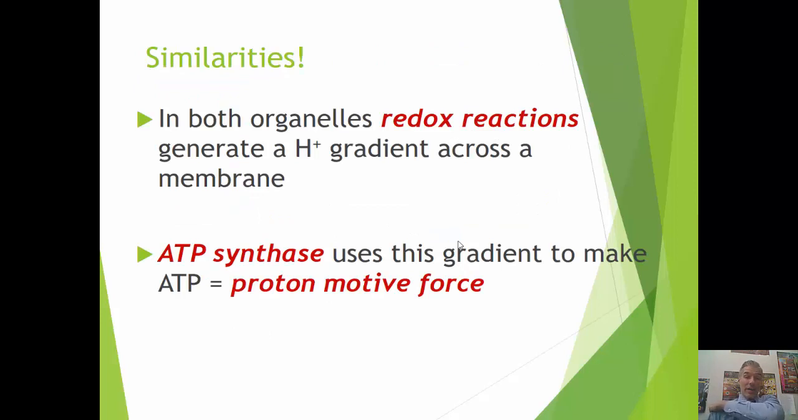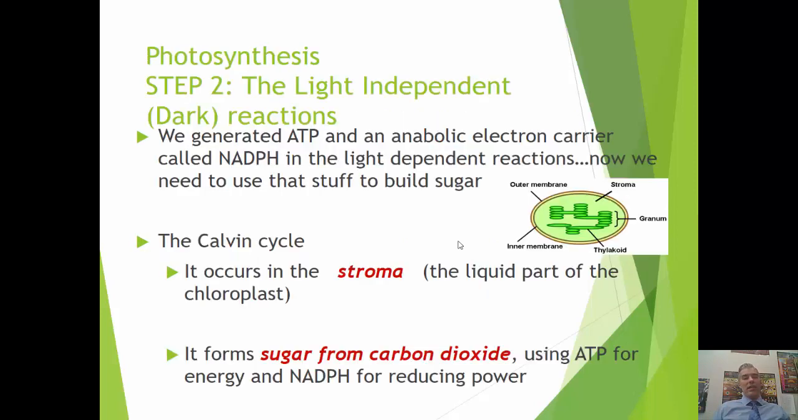They're both redox reactions. They both involve using and passing electrons to things, right? Both generate hydrogen ion gradients. Both use ATP synthase and generate ATP through proton-motive force, which is the spinning of the ATP synthase protein.